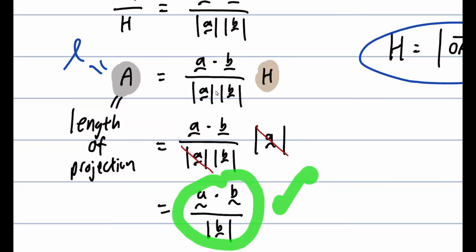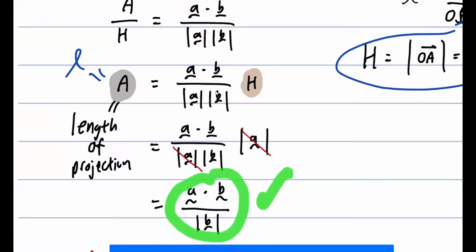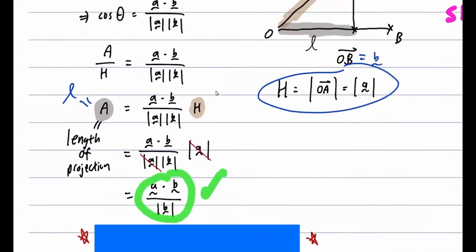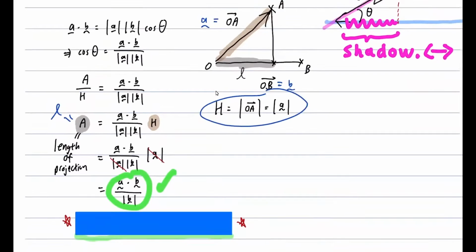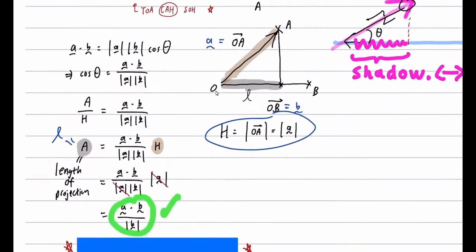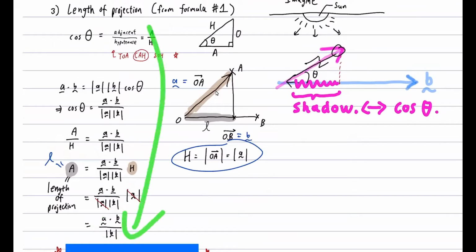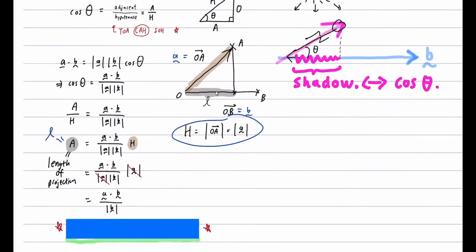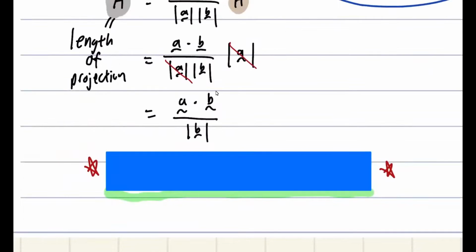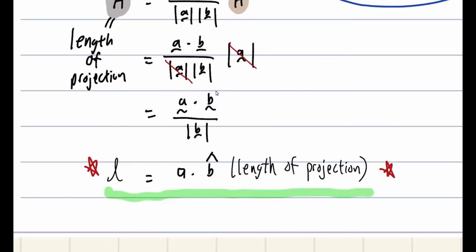Okay, this is what we call a math proof. But for exam purposes, I think if you cannot process this, just memorize. But if you want, you can go look through the reason again. So anyways, A dot B over mod B, you can also simplify the B over mod B, and therefore, it is just what I wrote down just now. L equals to A dot B, length of projection. Can?